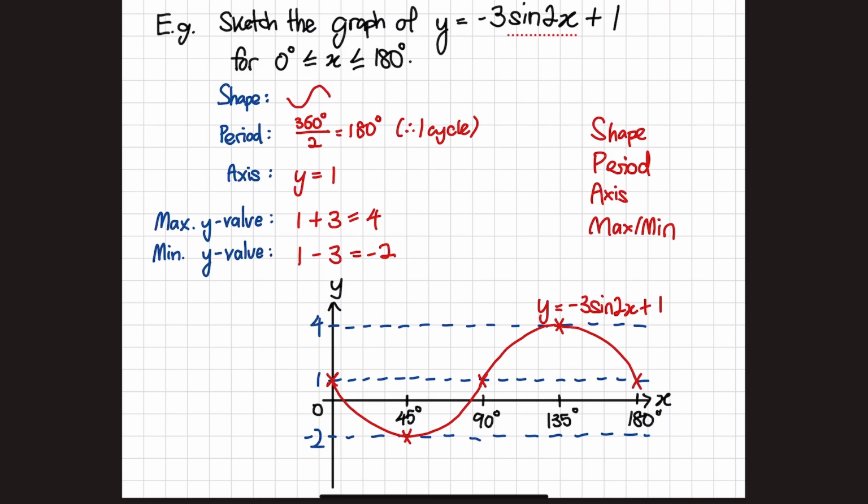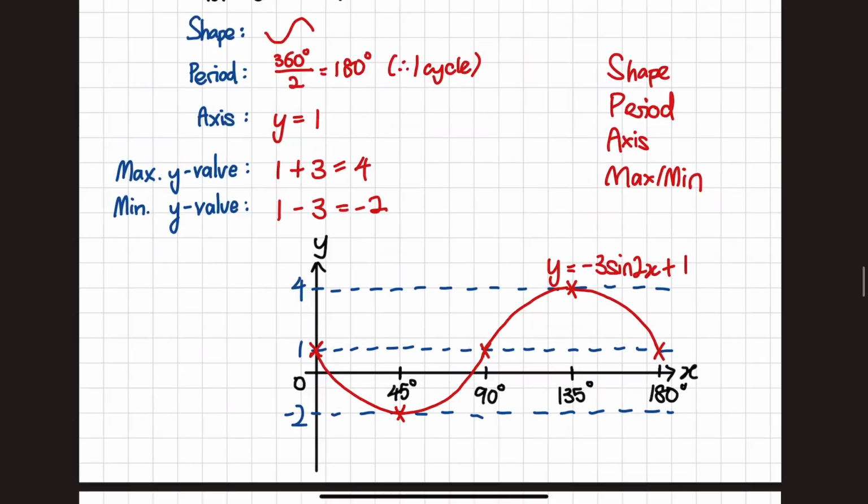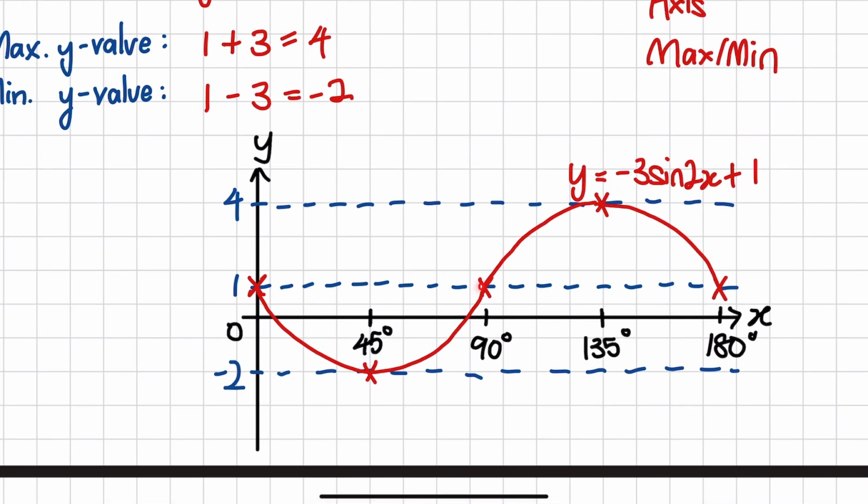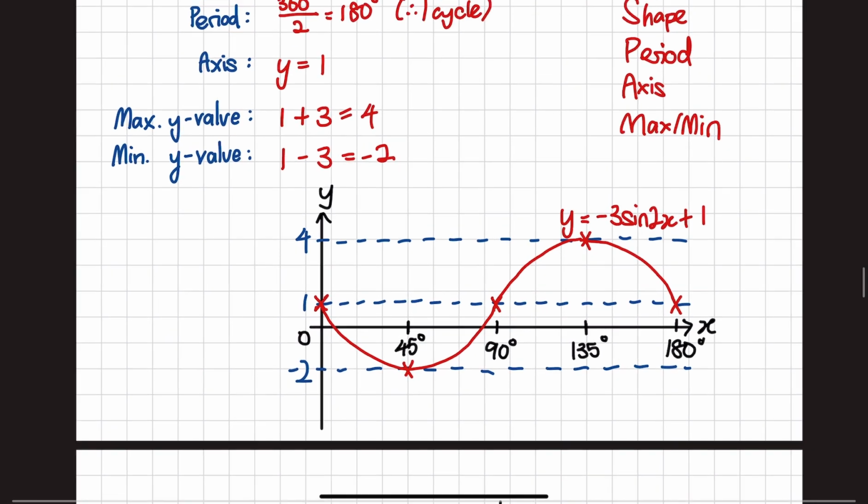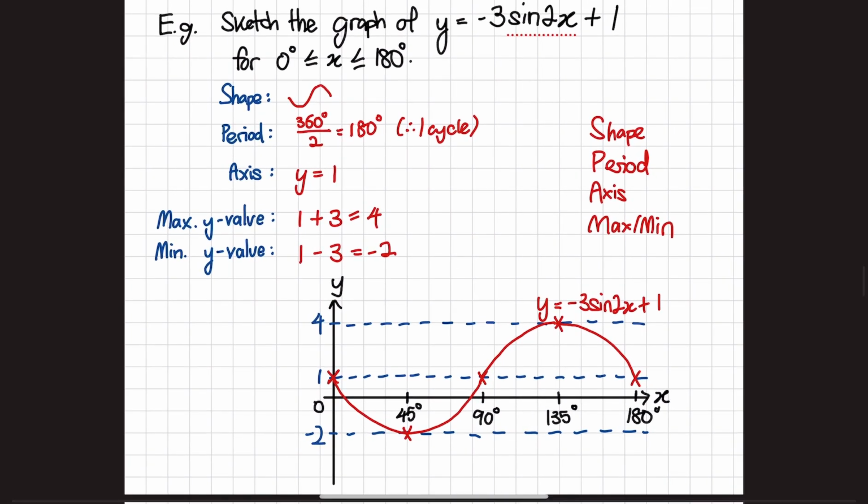Just take note that you must be clear on where the axis is, because a common mistake of students is to always think that the graph must touch at 90 degrees must be 0. It is not true. It depends on the axis of the graph. Okay, this is for sine. Cosine is also similar, so I won't go through that.